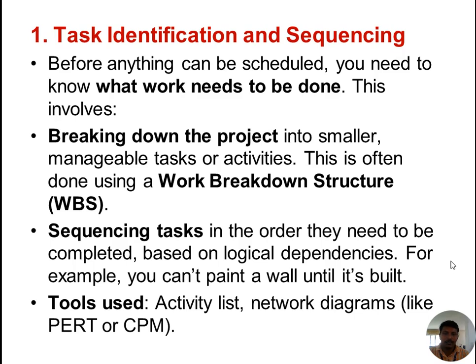And here we also determine the dependencies in task identification and sequencing. The main tools used for task identification are network diagrams like PERT and CPM. PERT means Project Evaluation and Review Technique and CPM means Critical Path Method. And the activities list tool is also helpful for task identification.